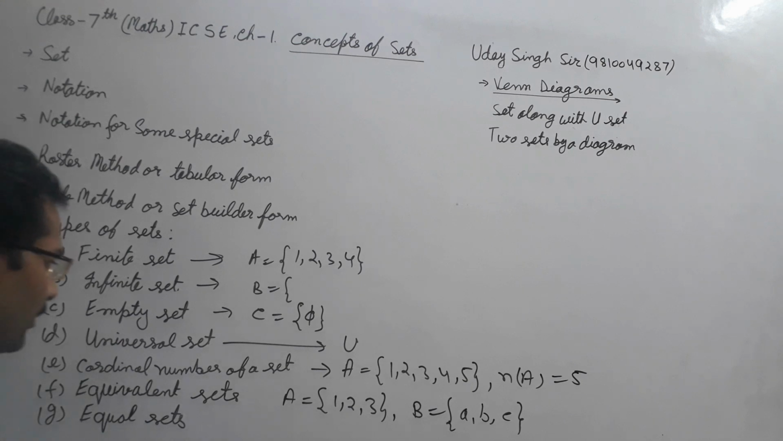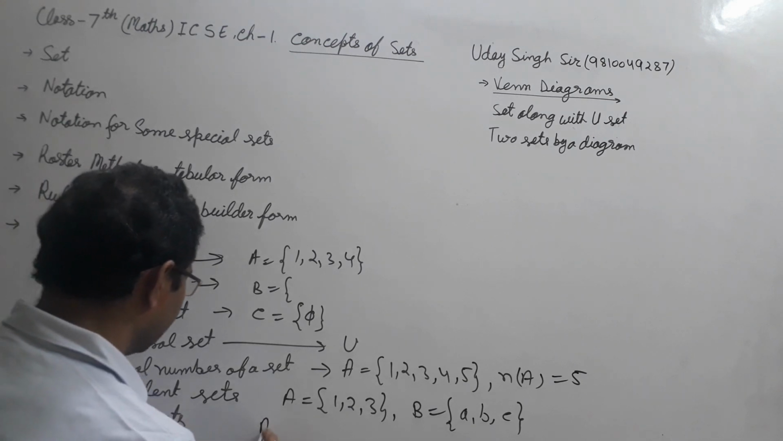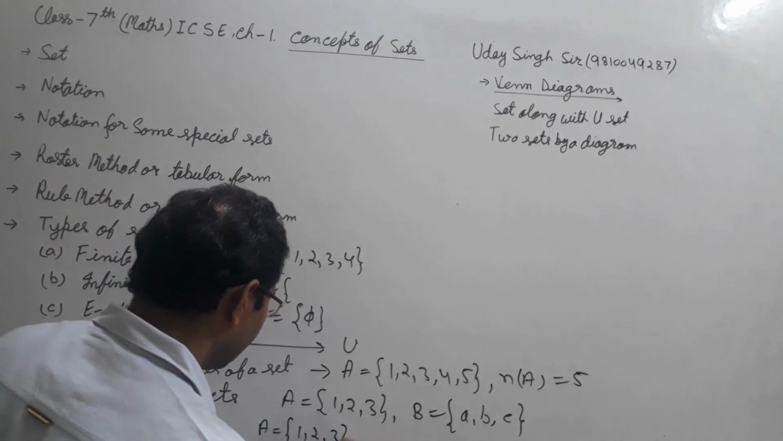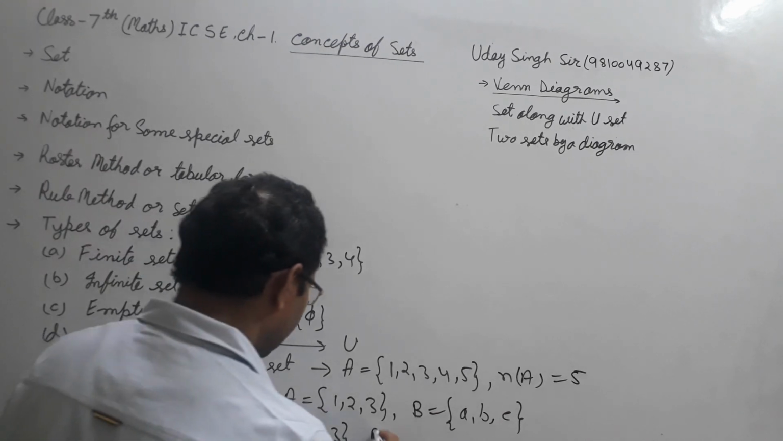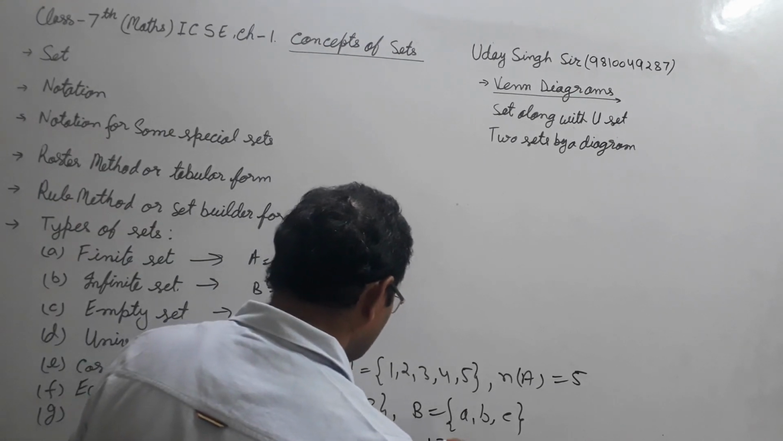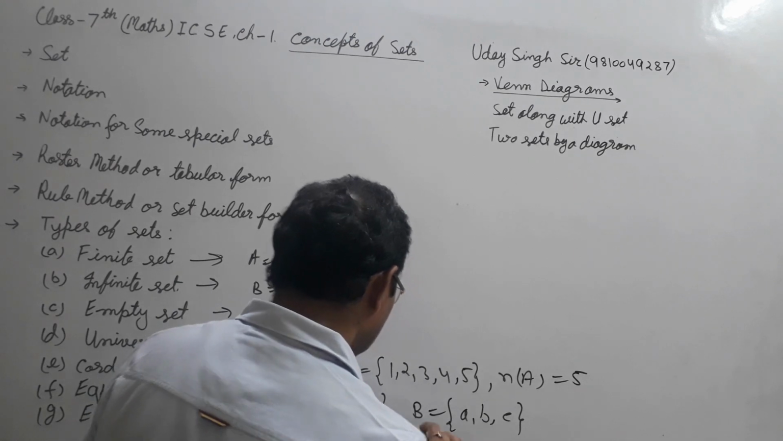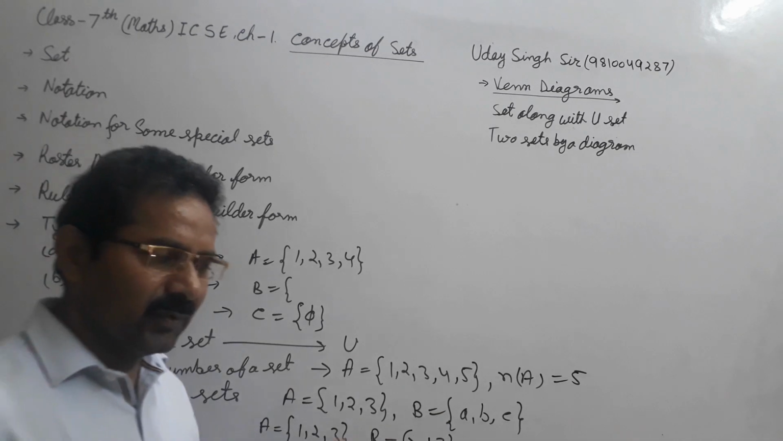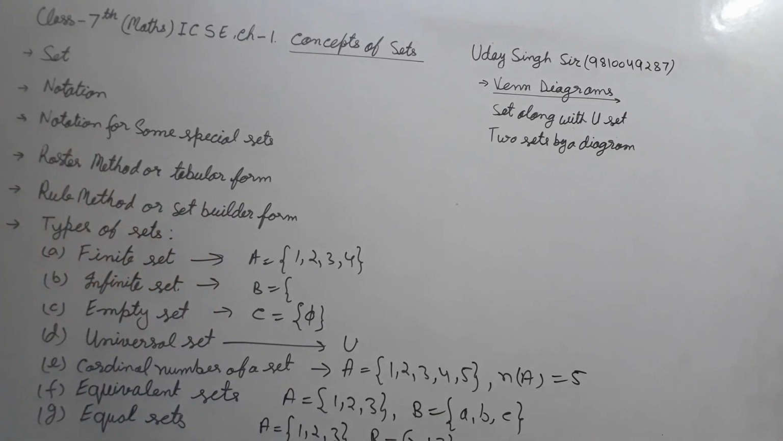But an equal set is, for example, A equal to 1, 2, 3 and B equal to 2, 1 and 3. These are also equal sets, and you can write the natural numbers before 4, or less than 4, as an example of equal sets.